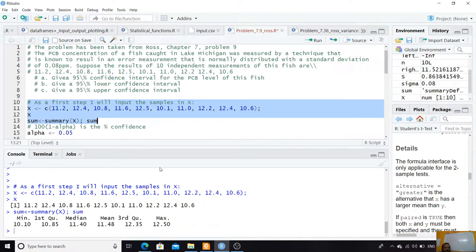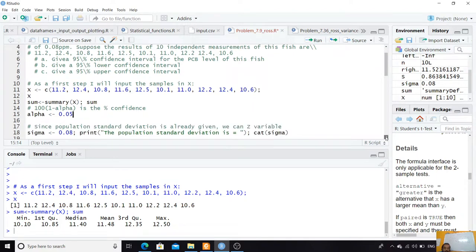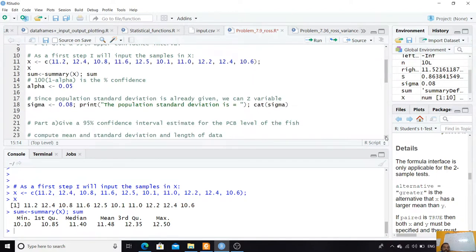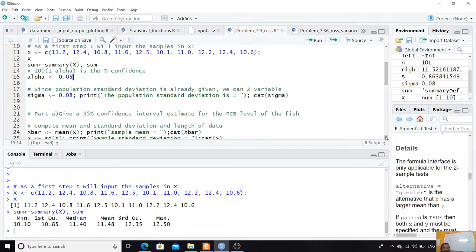Now you've been asked to calculate a 95% confidence interval. Yeah, here we go. It's a 95% confidence interval. So you know that alpha is 0.05. As shown on the board, I will have to find out the value of z of 0.025, because it is z of alpha by 2.